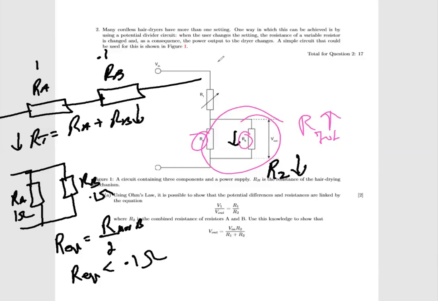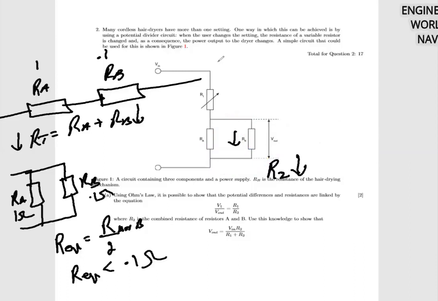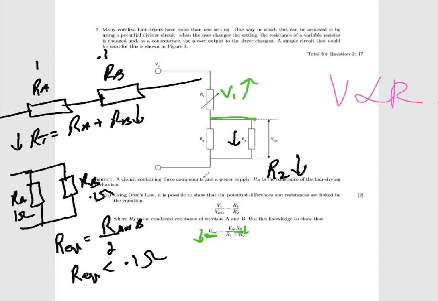Yeah, you're right. R total will decrease. Yes, R total, R2 will get decreased. So if R2 gets decreased, then it means that Vout will also get decreased. Vout is the voltage across these resistors, because voltage is proportional to resistance. And also voltage is proportional to this. If R2 decreases, then this will also decrease. So if this is decreased, it means V1 gets increased.